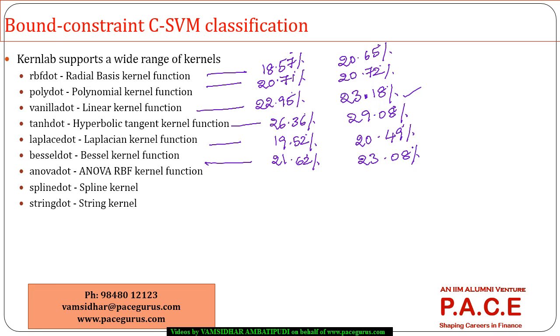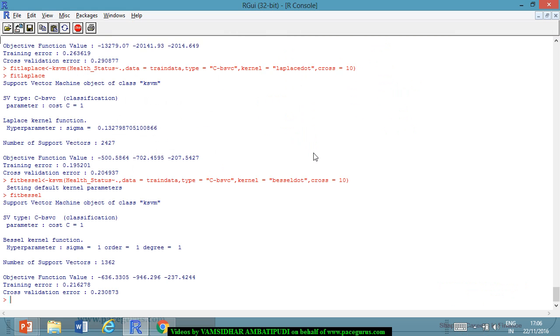So always you should believe in the cross validation error compared to the other ones, because this is the one which is executing it with different sets of combinations of values, and based on that the accuracy is typically being computed. Similarly, I can go with ANOVA dot.